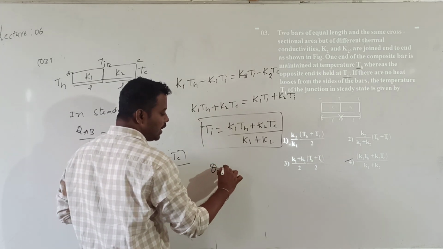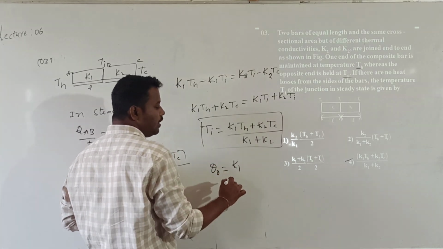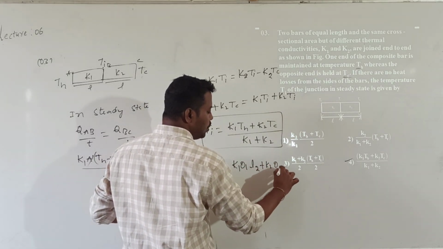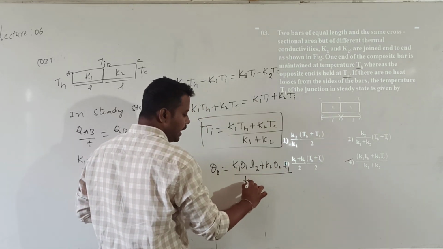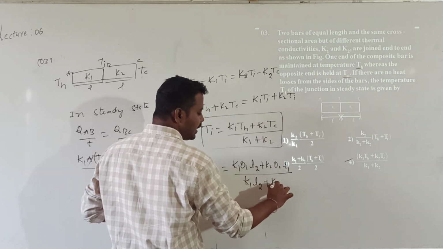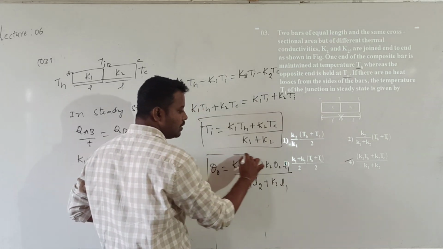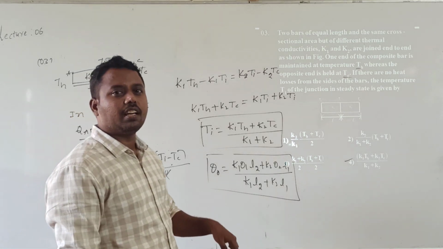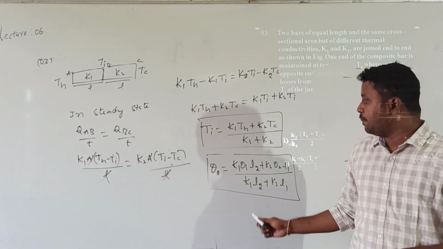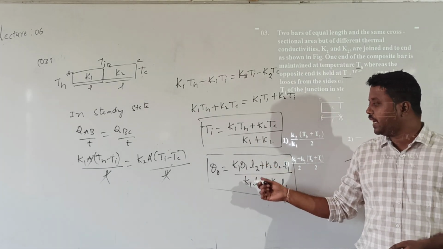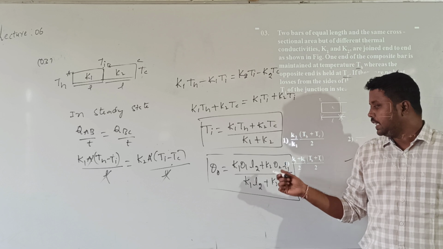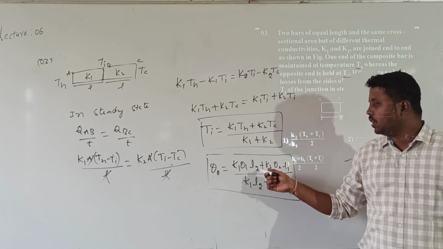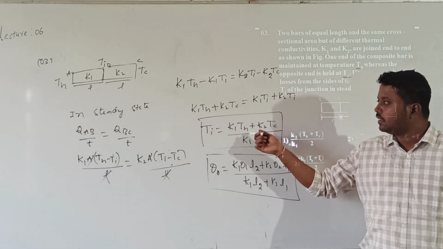There is a formula for interface temperature given by K1 theta 1 L2 plus K2 theta 2 L1, divided by K1 into L2 plus K2 into L1. You can remember this; we derived it. Directly you can calculate it whenever two rods are in series. Here you should take theta 1 value as TH, theta 2 value as TC, and L1 is equal to L2. You will get the same answer.